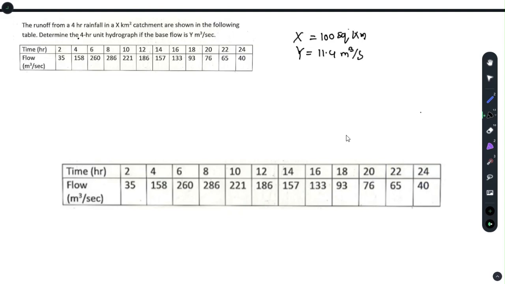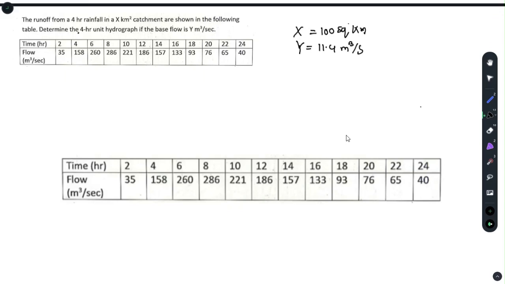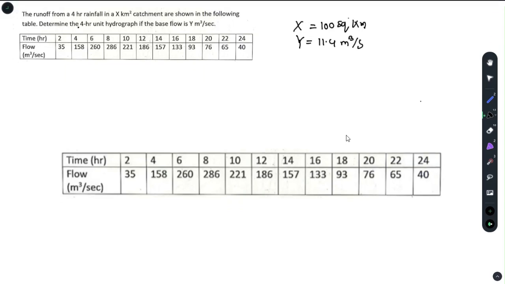you need the data of direct runoff, not the total flow. Here, what we are given is total flow. The flow given is actually total flow in a particular cross section. You can consider it as total runoff. But we are interested in direct runoff. How do we find out direct runoff? From the total flow, we will subtract base flow for each ordinate. Then we will get direct runoff.